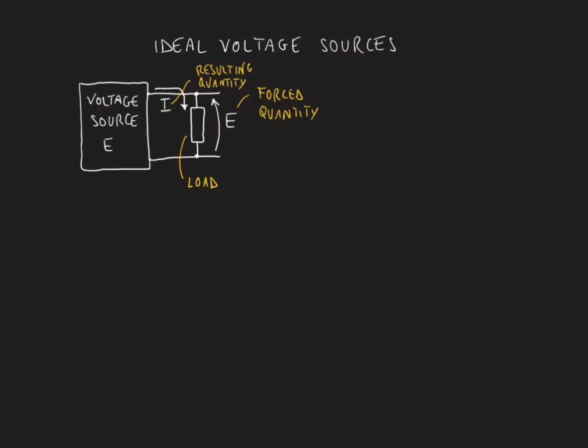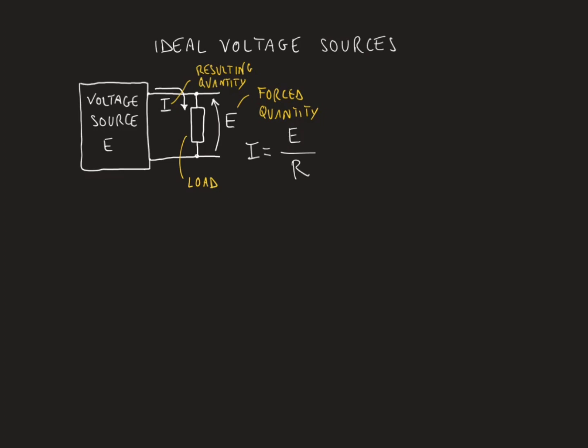Also, if the load is a resistor with resistance R, then according to Ohm's law, the current I will be given by the voltage E across the resistor divided by R.